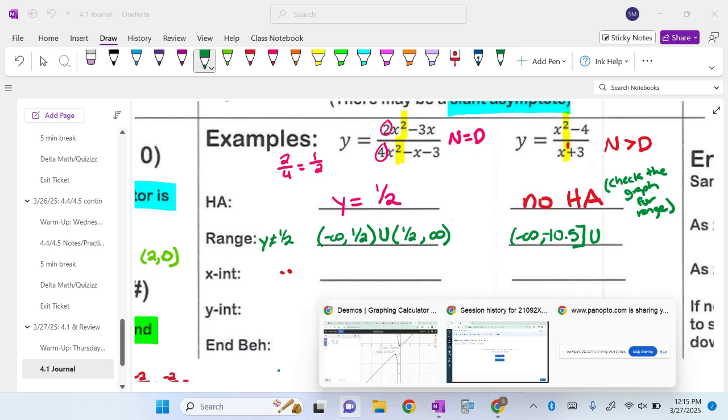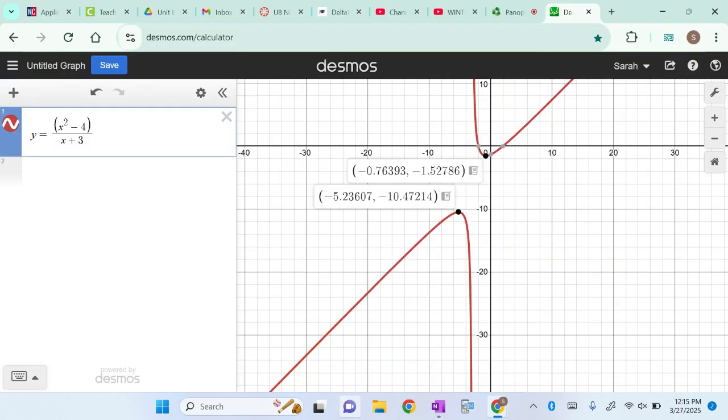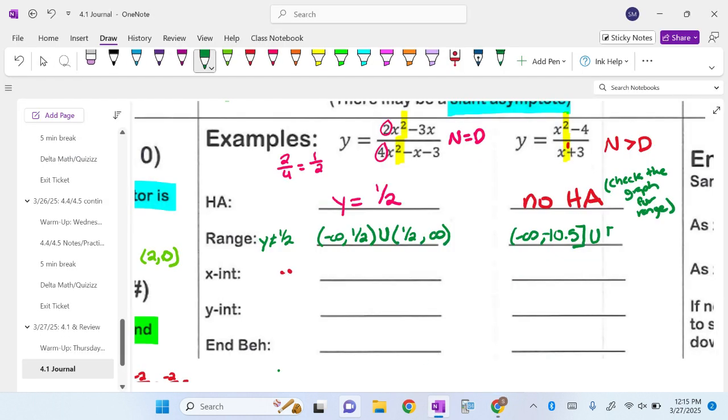But if we look again, the graph doesn't pick up again until we get to a y value of negative 1.5. So this would be negative 1.5 to infinity.